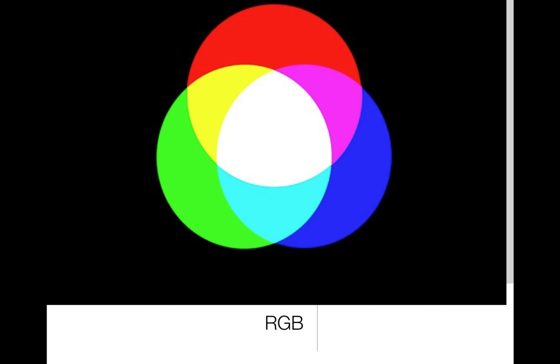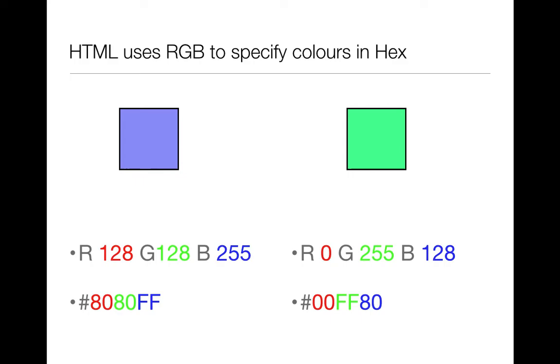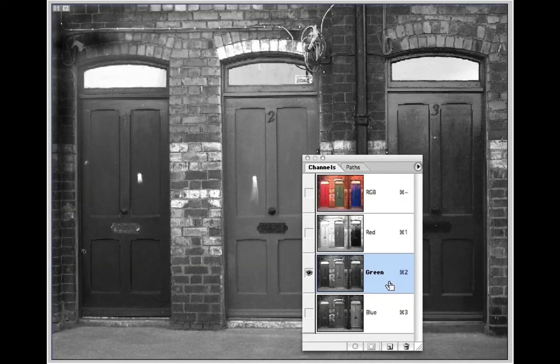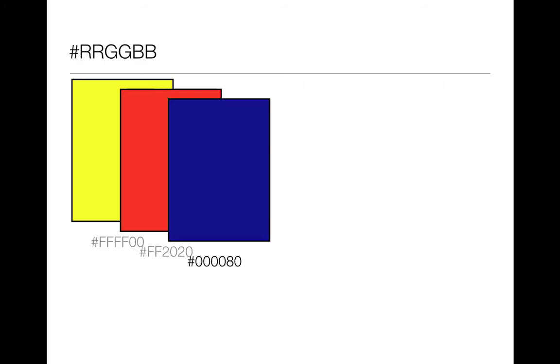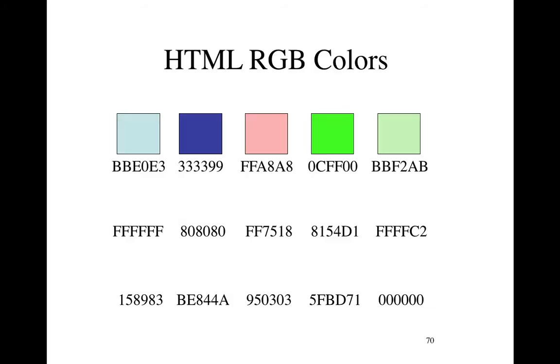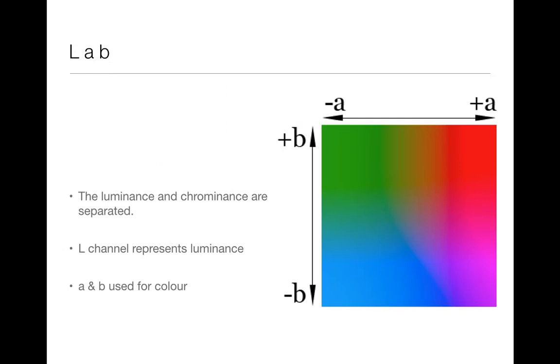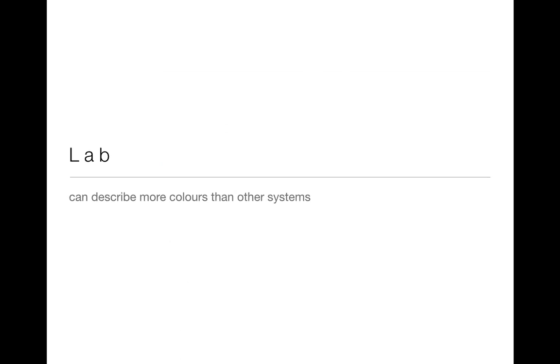And we're going to look at two more now, and then once we've got to grips with the whole way of representing color, we'll start looking at how images themselves are represented. So, two more systems we want to look at. That's RGB. There's the LAB system.